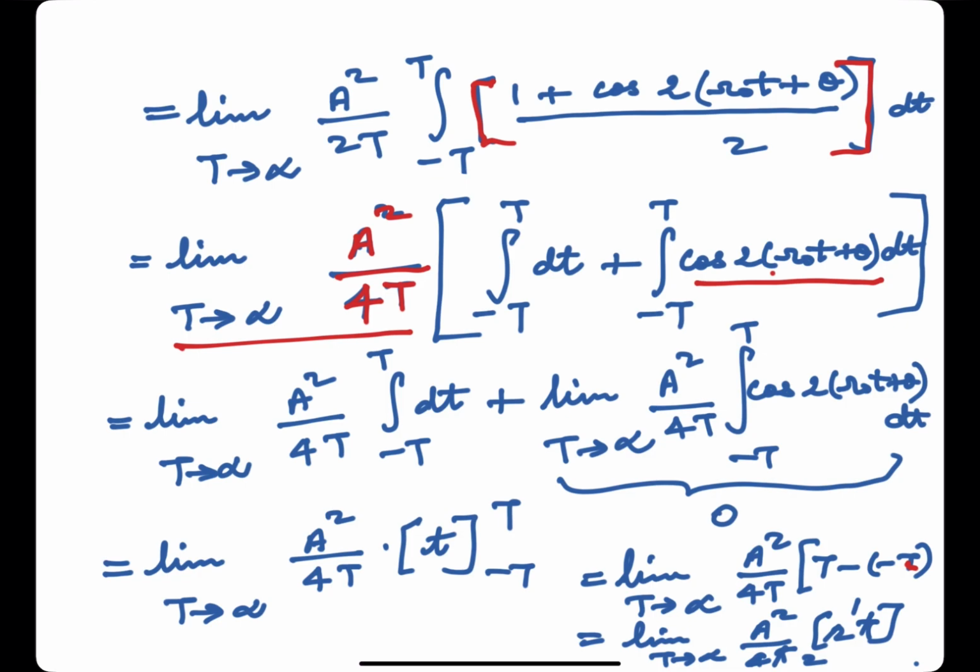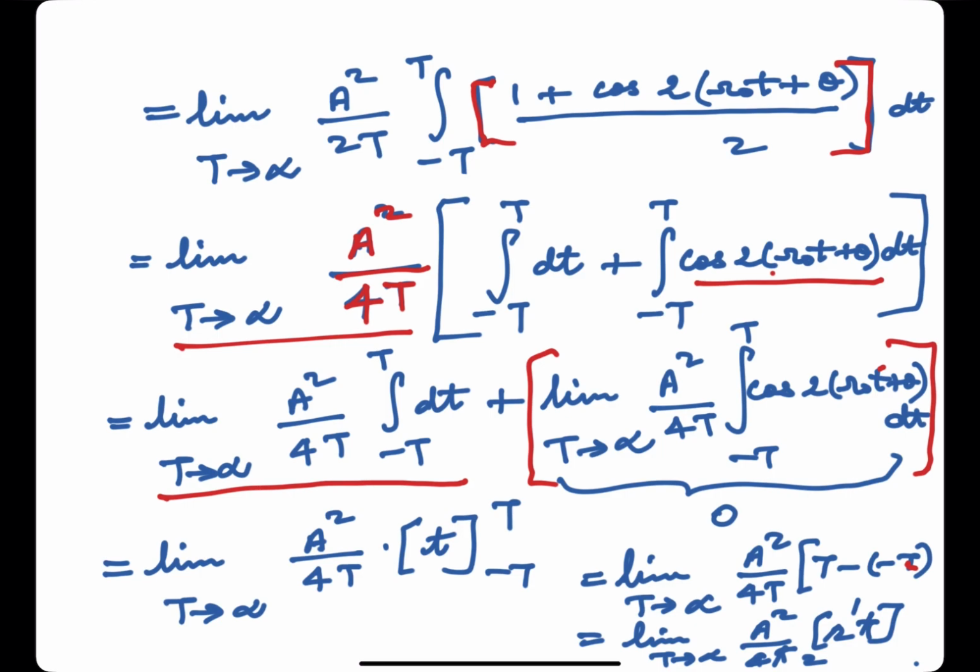So here, if we bring it inside the integration, we get limit T tends to infinity, A squared by 4T integral from minus T to T dt. So that will be our first integration. The second integration will be limit T tends to infinity, A squared by 4T integral from minus T to T cos of 2 omega naught t plus theta dt.